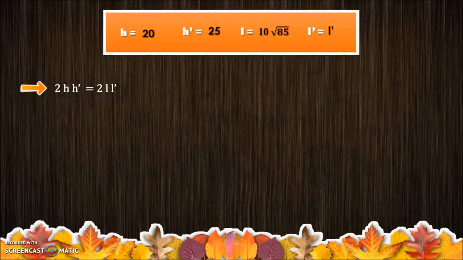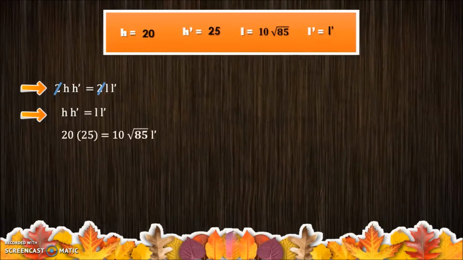So what we can do in here, we can cancel this 2 from both sides. So then we're going to end up getting h h prime equals l l prime. So we're going to just substitute. So we're going to have h, which is 20, times h prime, which is 25, equals L, which is 10 times the square root of 85, times L prime. So we're going to try to leave L prime by itself. So we're going to have 20 times 25 over 10 times the square root of 85.